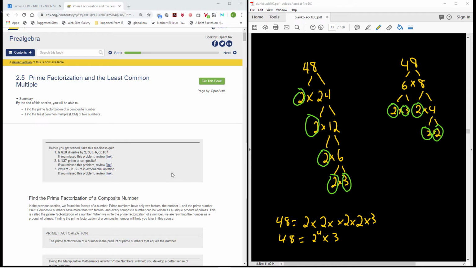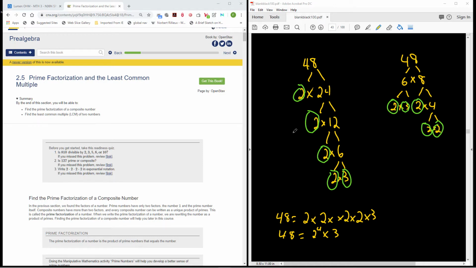Now we're going to look at prime factorization. Prime factorization is a way of writing a number as the product of all prime numbers, where all the factors of the number are prime numbers.